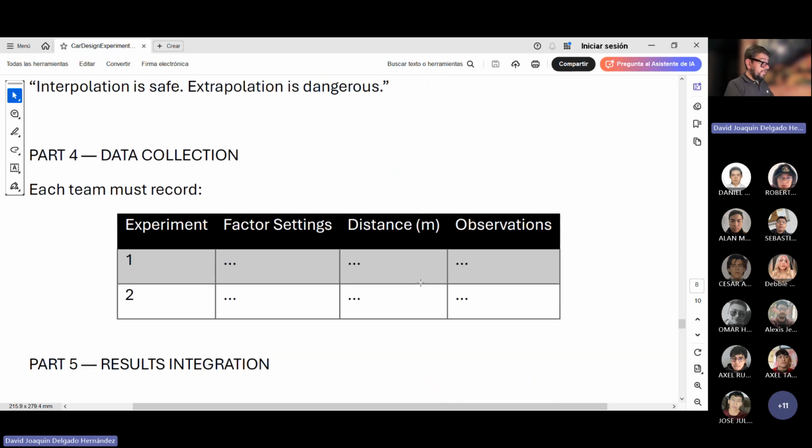And you can record all the data in a table like this, okay? You carry out different experiments, 1, 2, 3, 4, 5, and so on. You have to record exactly what were the variables that you were considering, and then you have to record as well the distance that the car moves. And if you have any observations, you can write it down here.